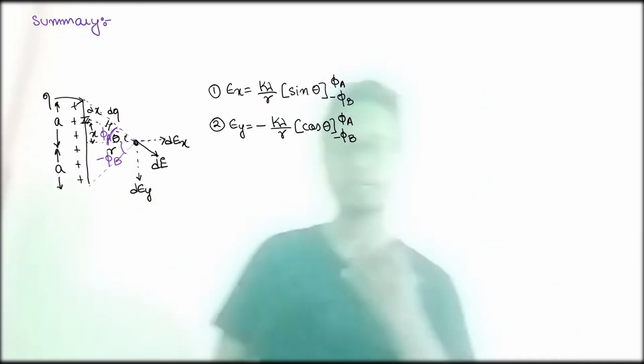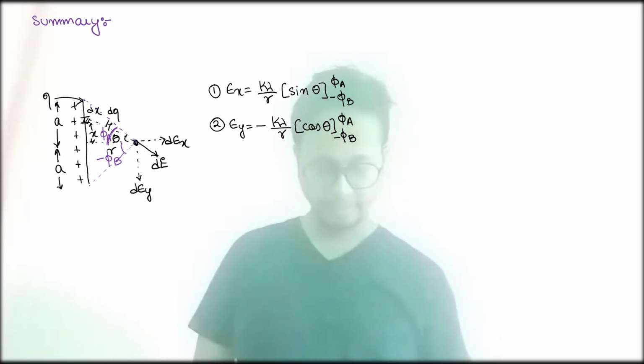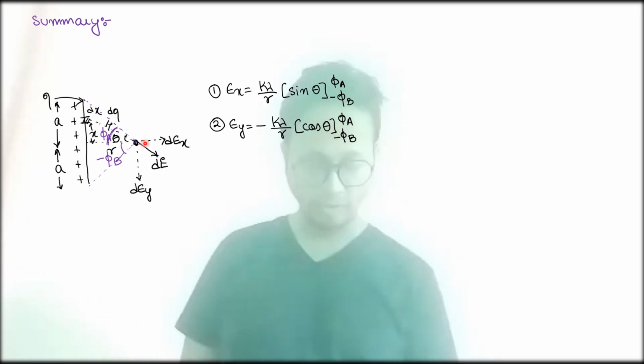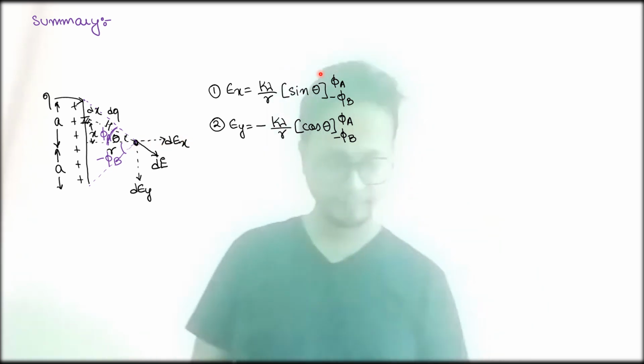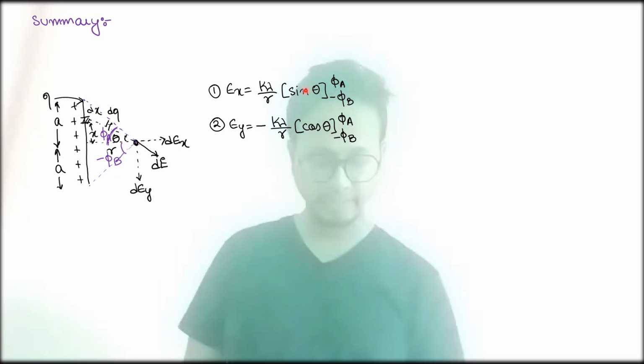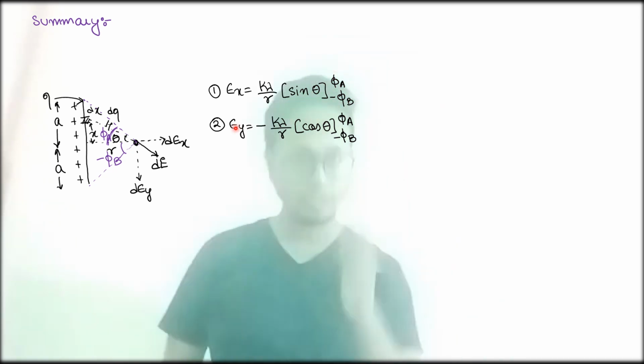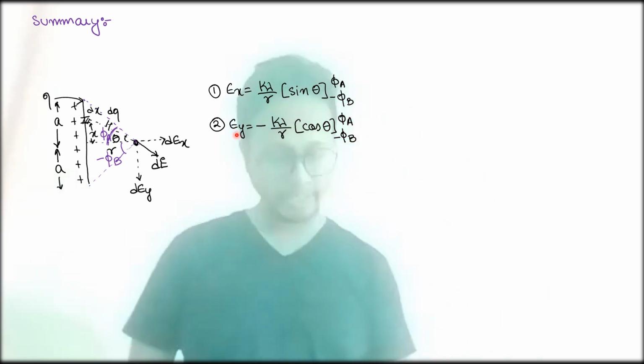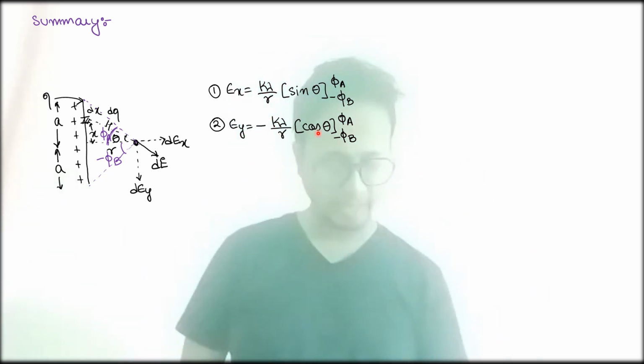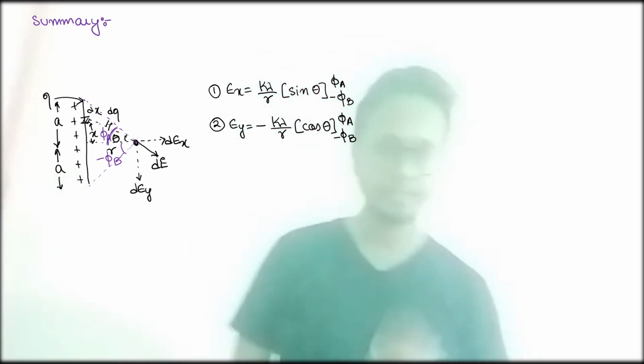Now we would like to summarize what we have just learned. The first thing we have learned is that the horizontal component of electric field would be k lambda by r sine theta from phi a to minus phi b. The vertical component of electric field would be Ey equal to minus k lambda by r cos theta from phi a to minus phi b.